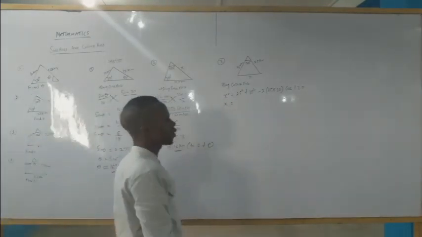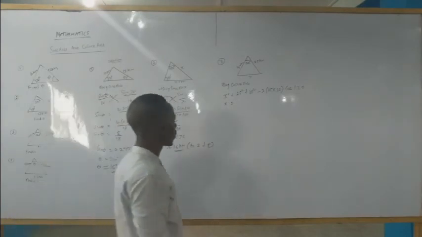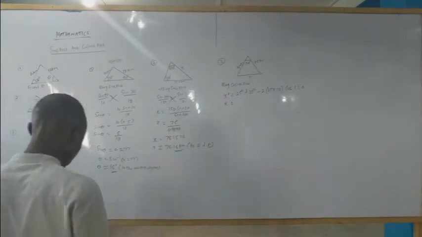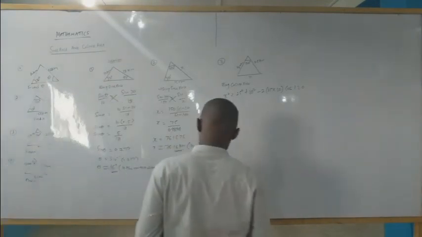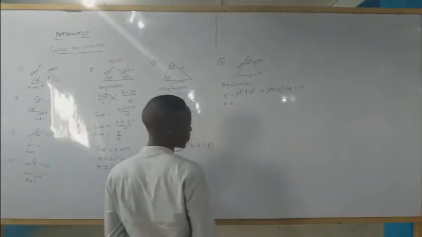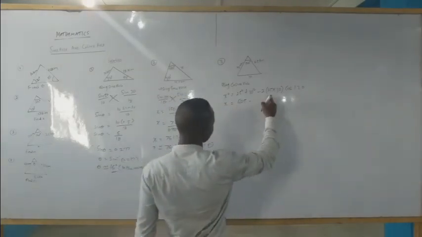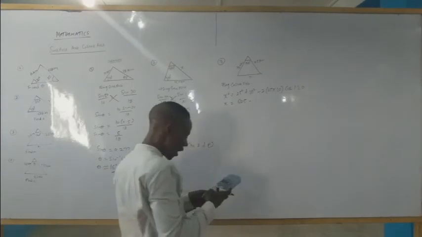x equals the square root of 25 squared, which is 625, plus 30 squared, which is 900, minus 2 times 25 times 30.